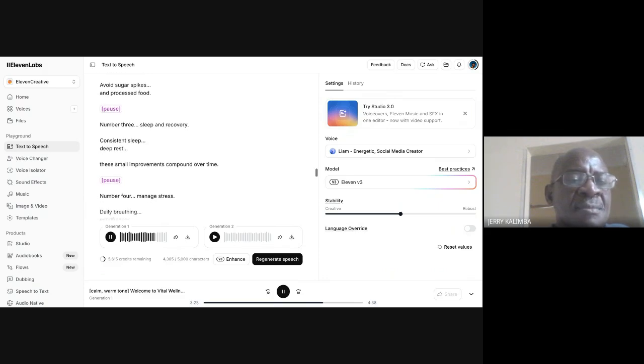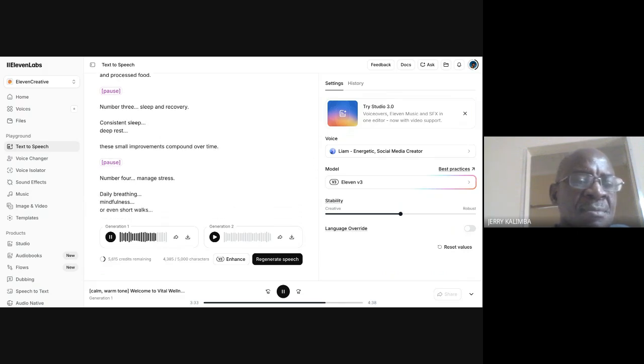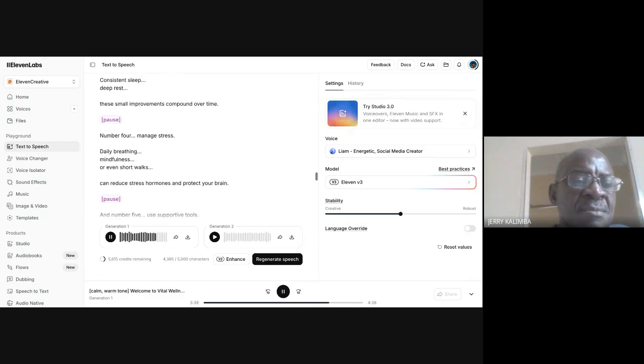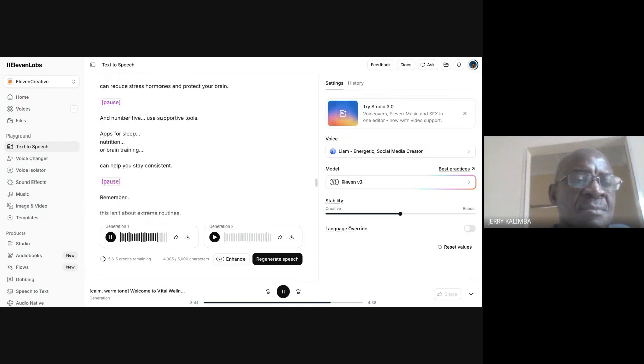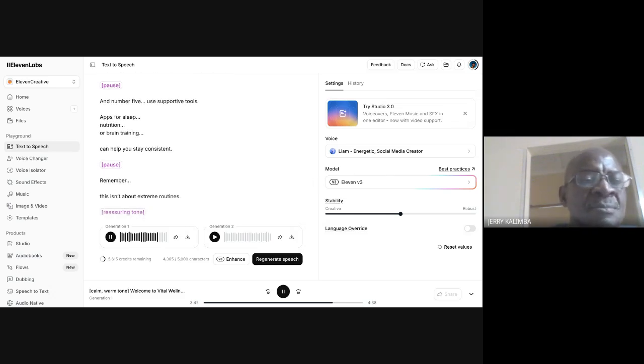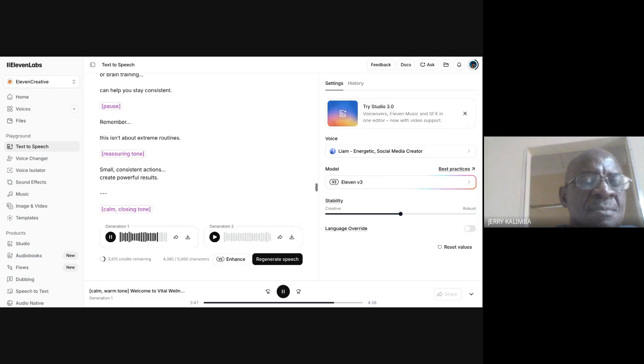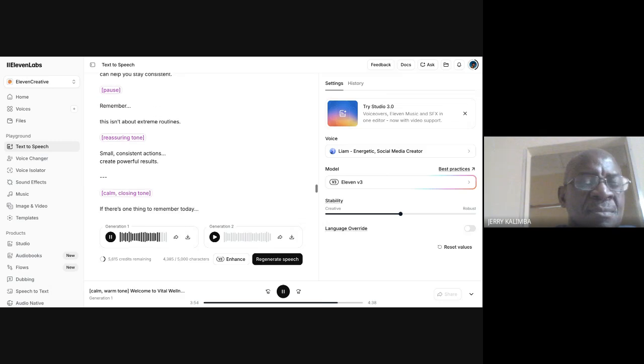Number 4, manage stress. Daily breathing, mindfulness, or even short walks can reduce stress hormones and protect your brain. And number 5, use supportive tools. Apps for sleep, nutrition, or brain training can help you stay consistent. Remember, this isn't about extreme routines. Small, consistent actions create powerful results.